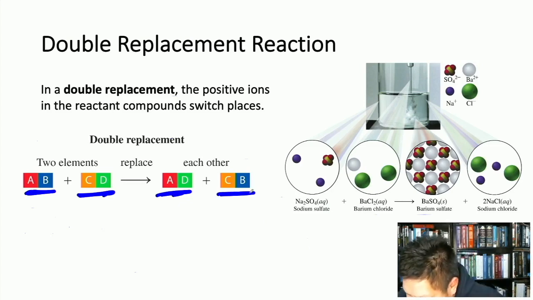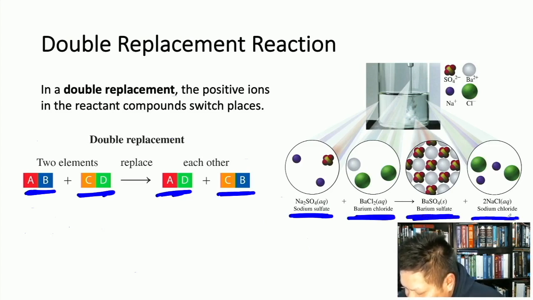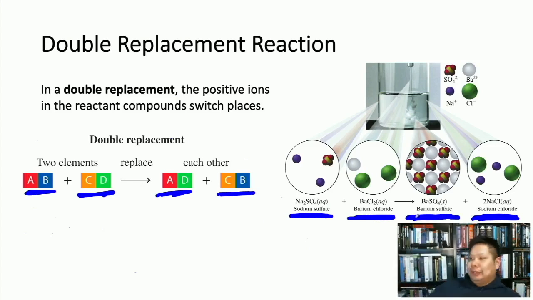And in this example, we have sodium sulfate reacts with barium chloride, and that makes barium sulfate and sodium chloride. So in sodium sulfate, the sulfate got replaced by the chloride. And then in barium chloride, the chloride got replaced by the sulfate. Double replacement, right? Pretty self-explanatory.